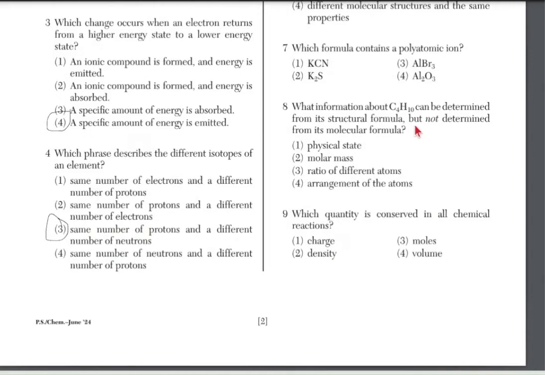Which formula contains a polyatomic ion? Polyatomic ions can be found on Table E. If we go to Table E, cyanide, CN, is right there.